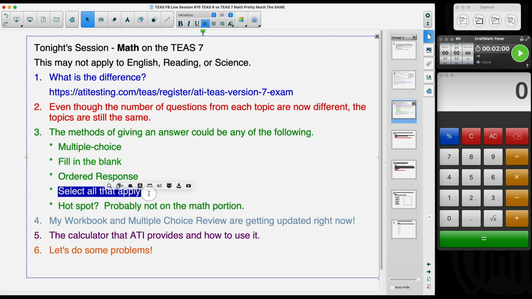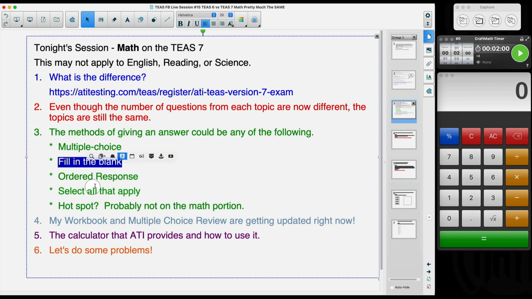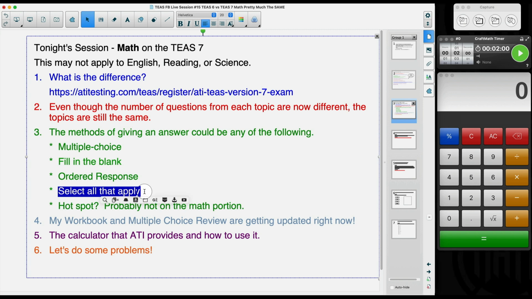They have practice test A, practice test B, and I did see some questions where you had to drag some things around. You had to fill in the blank. It wasn't multiple choice. I did not see one that was select all that apply, but y'all, just coming from a math guy, I think they could easily incorporate that into the math portion of the TEAS. So I'm going to show you all an example of what I would think select all that apply would be.